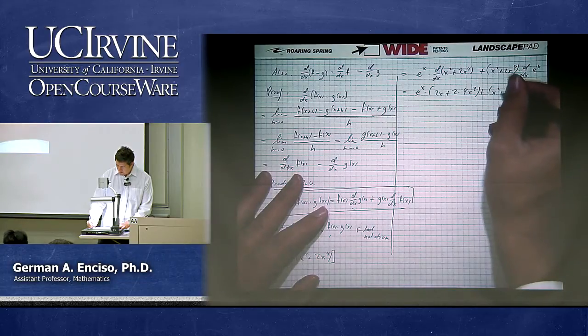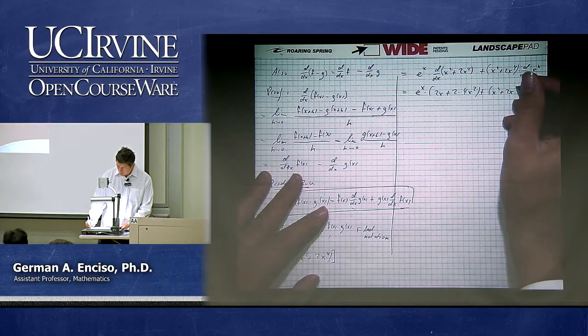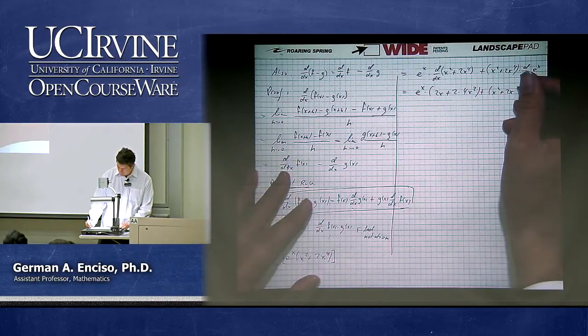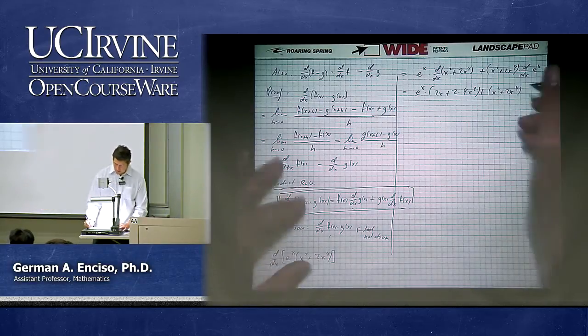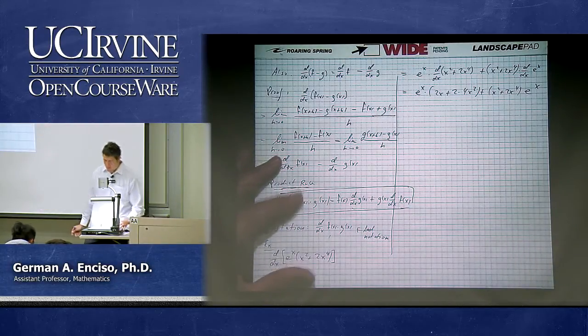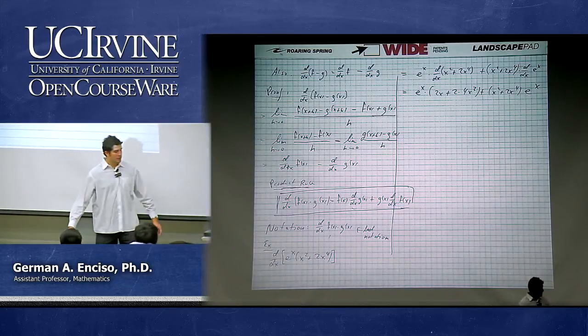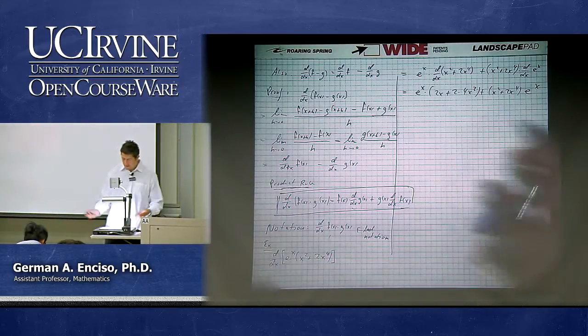x squared plus 2x to the 4 times the derivative of e to the x, which is e to the x. That's right. Fantastic. So, and that's it, right?